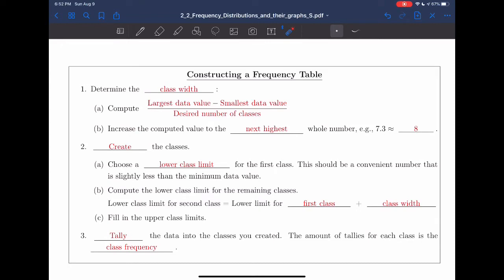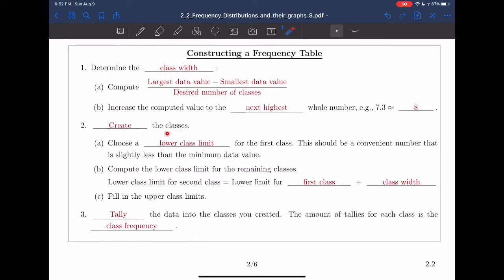So let's say you do that and you get a decimal. When that happens, you want to increase it to the next highest whole number. Here's a little example. Let's say you did this calculation and you get 7.3. Well, you just round up to 8. Notice I didn't round down. You always round up to the next highest whole number, which is 8.